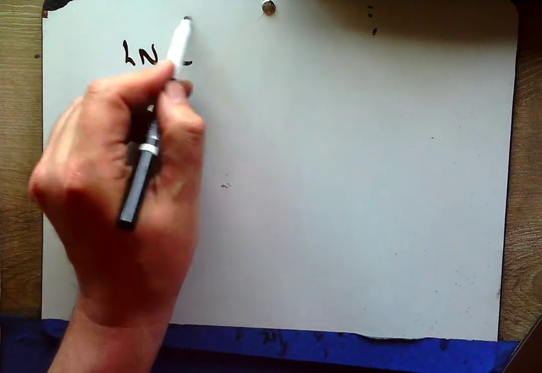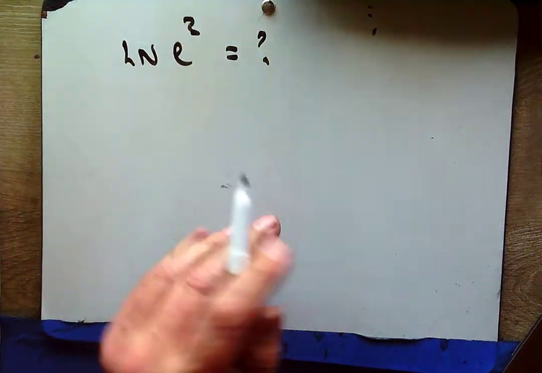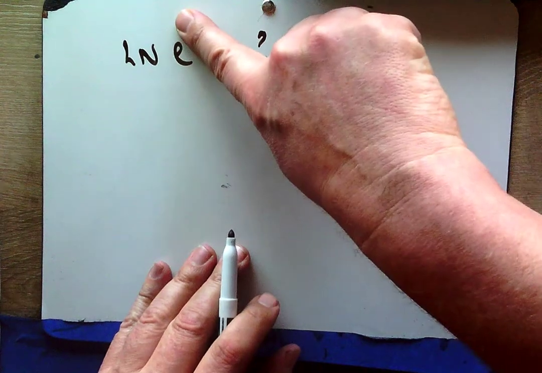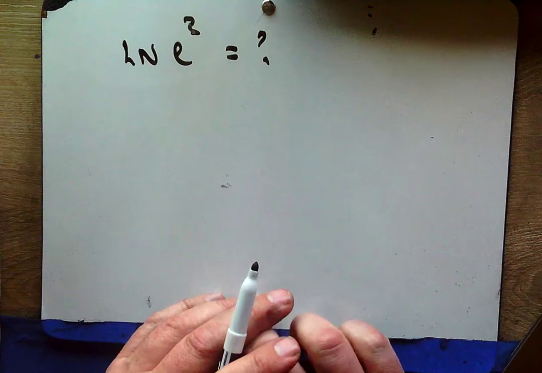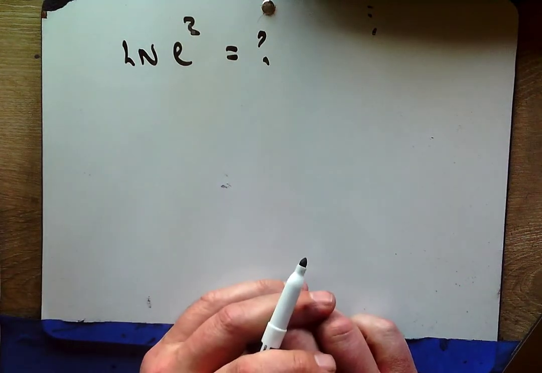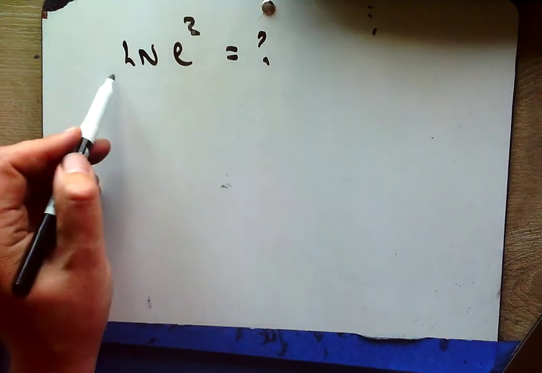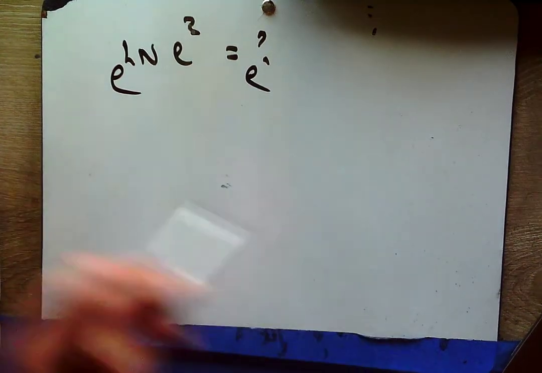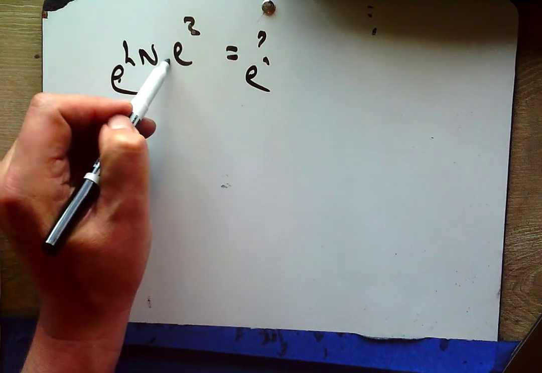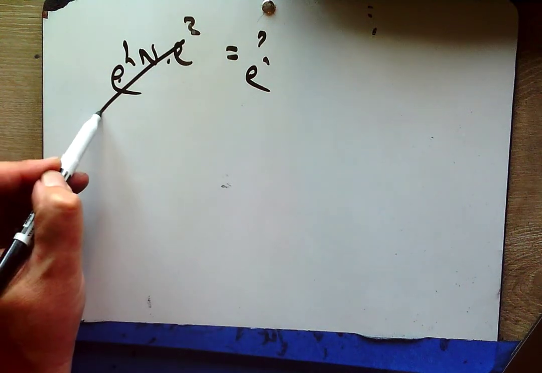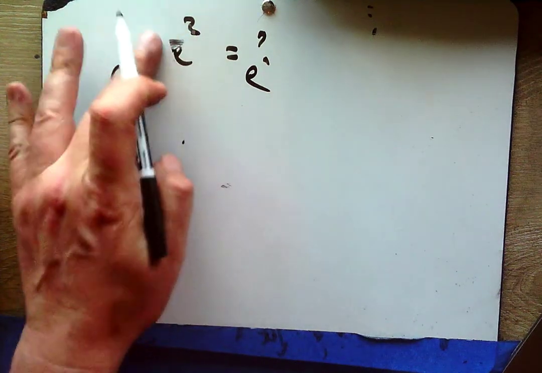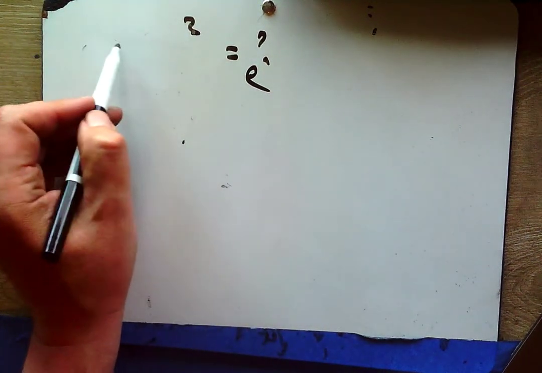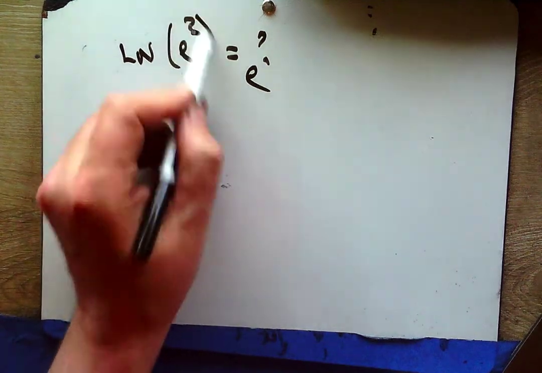Okay, how about this one? The ln of e squared. I know the ln of e is 1. Is this just 1 squared or 1? No. So what is it? How can I solve this? Well, let's exponentiate. e to the power of log base e, cancel. And I'm left over here with, whoa, sorry, too cavalier. ln of e squared.